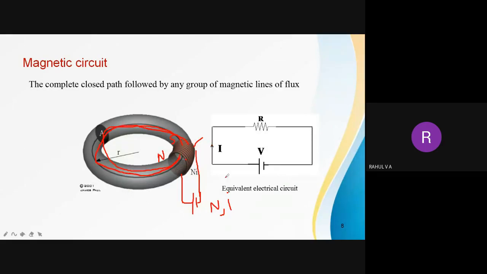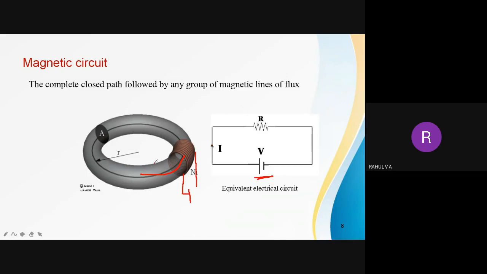So similarly, you can compare it. There is a source of flux here. This winding is the source of flux. When you give current to this winding, flux will start to flow. So actually, the source of flux is the winding. Similar to that, we have an EMF source, a voltage source. When the voltage source is there, current flows. Similarly here, when the electromagnet is energized, flux will flow.